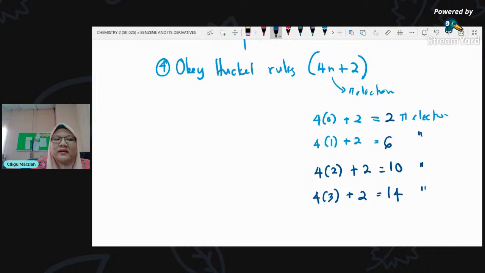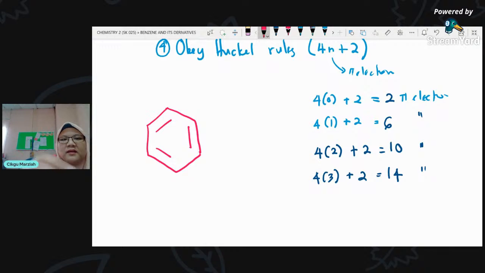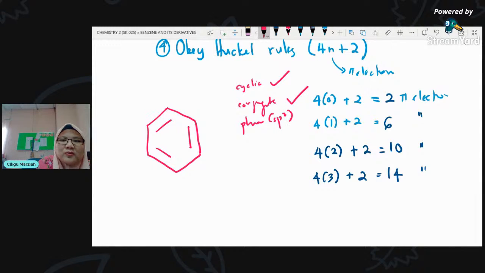Okey, apa nak guna ni? Okey, contoh kita kata benzene tu aromatic. Okey, kita kata benzene aromatic. Okey. Cyclic. Yes. Conjugated, yes. Okey, now nak tengok Huckel's rule ni. Okey. Planar. Dia mesti sp2.